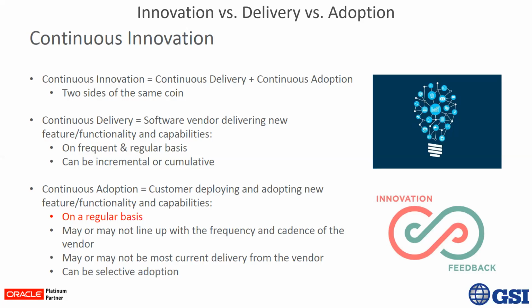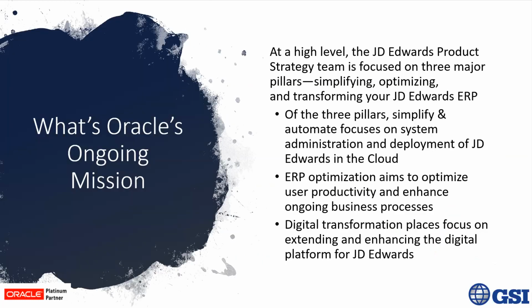So where is Oracle going now? Oracle's focus is on simply three things: simplifying the way that users can use the system and how the system can be automated and administered, and how you can integrate with other SaaS applications both in and outside of JD Edwards. The ability for you to optimize the system to enhance not only your business, but your individual users' productivity.